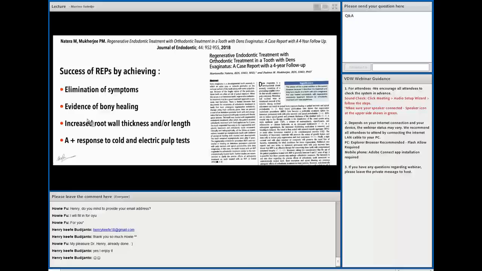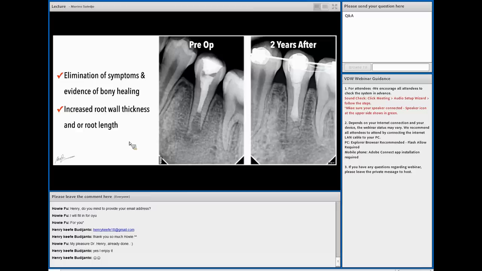So what is the criteria of success of this regeneration protocol? Usually researchers indicate four criteria for success. First, definitely we have elimination of symptoms. Second, we have evidence of bone healing. It means the lesion is healing. Number three, we have evidence of increasing root wall thickness and also length. And fourth, sometimes we will have a positive response back again with the electronic pulp tester. So we don't need to achieve all those four, but by achieving more than one sign of success, we can say that the success is there.